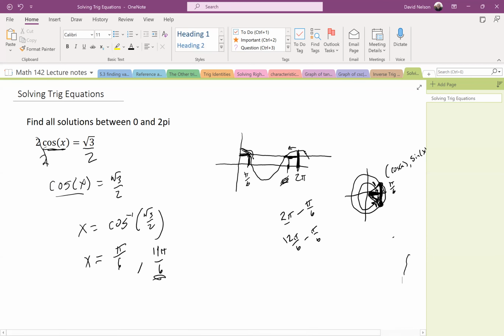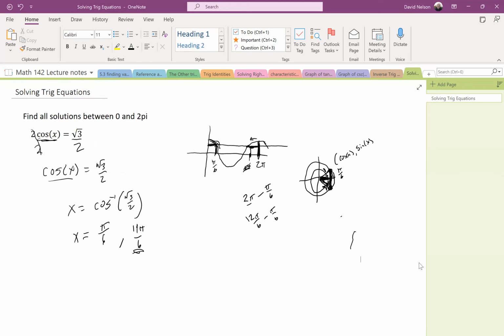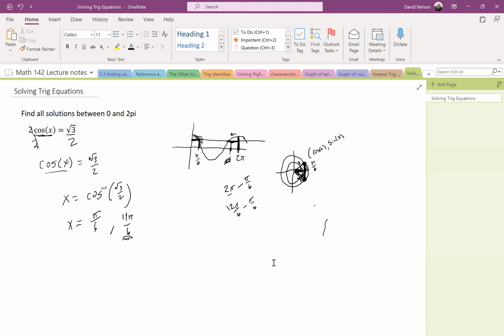Where'd my scroll bar go? Give me my scroll bar. Well, I guess that kind of works.